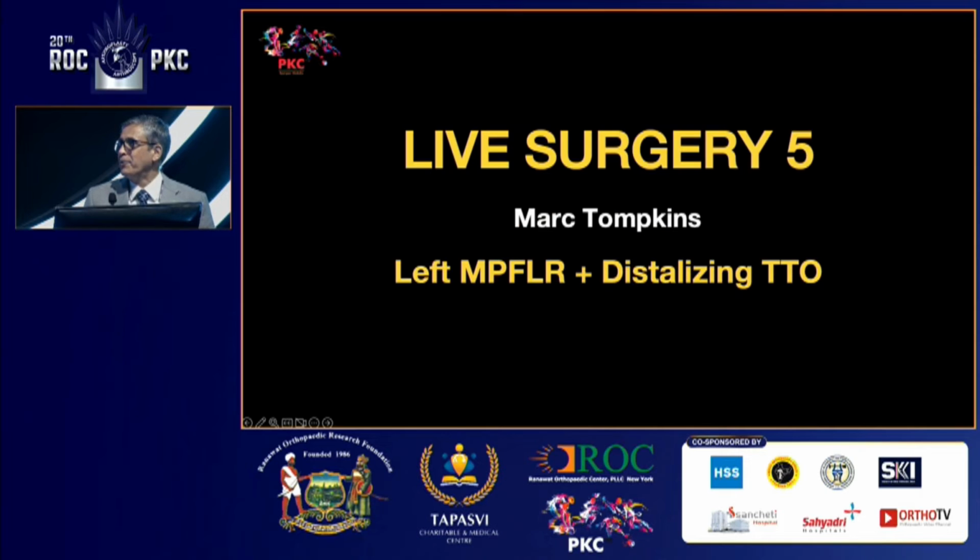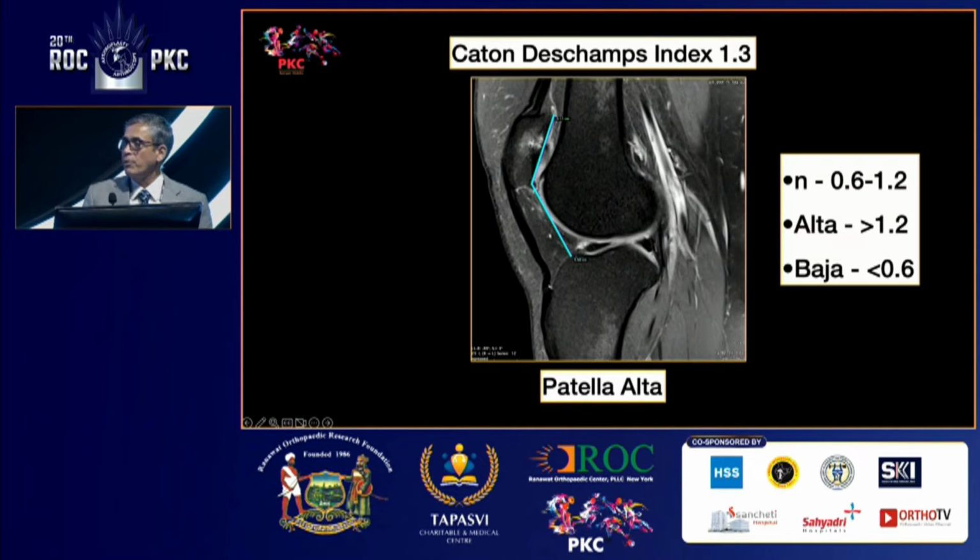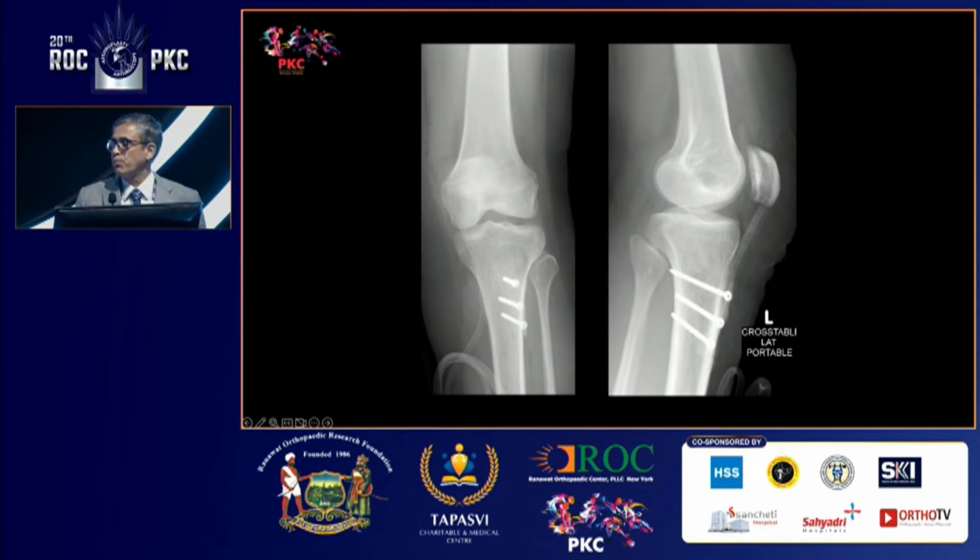Next. The last case, the third case, was a distalizing tibial tubercle osteotomy. Next. As you see, the preoperative planning showed a patella alta with a CD ratio which was 1.3. Next. And this was the post-operative outcome with a distalization osteotomy of the tibial tubercle. Next. And the CD ratio has been restored to 0.7, which is in the normal zone.